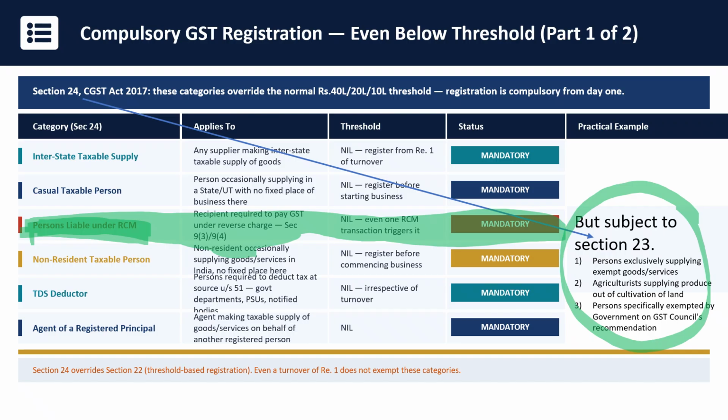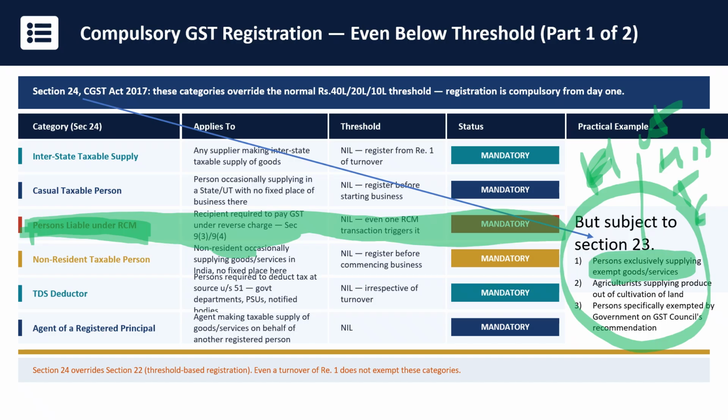Persons only supplying exempt goods or services, or agriculturists supplying produce from cultivation of land, or any persons liable to pay by the government services. In these situations, even though they trigger under the RCM, suppose the person exclusively provides exempt services, say hospitals or trusts, or any unregistered persons. Take an example, hospital. Generally, hospital services are exempt if they charge nominal wages, or educational services are also exempt.